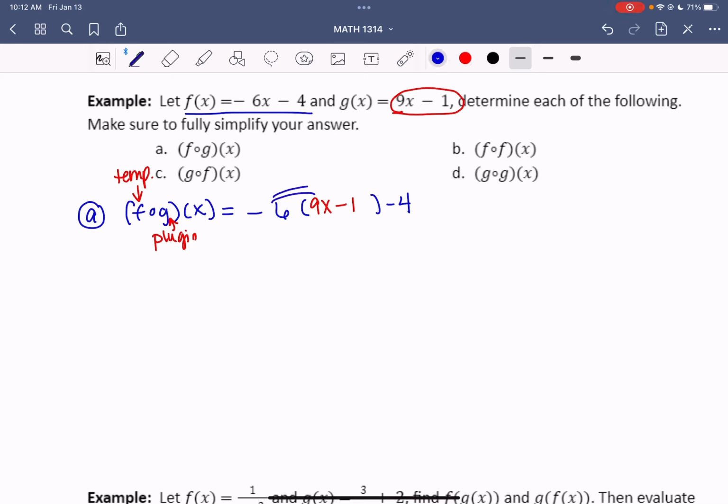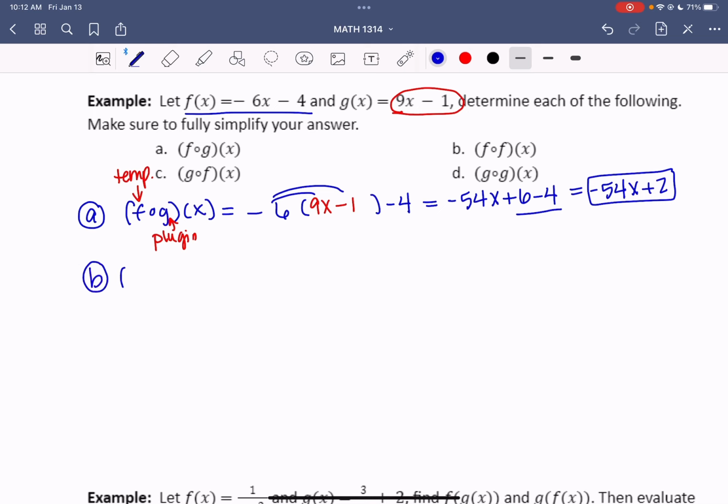So I'm going to distribute the negative 6 into here. So that gives me negative 54x plus 6 minus 4. I can combine those two together, so I get negative 54x plus 2. Now you can see in A, B, C, D, they're just playing with the different orders of those letters. And so let's see how part B pans out for us.